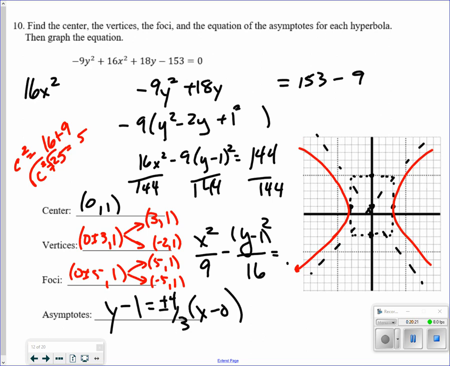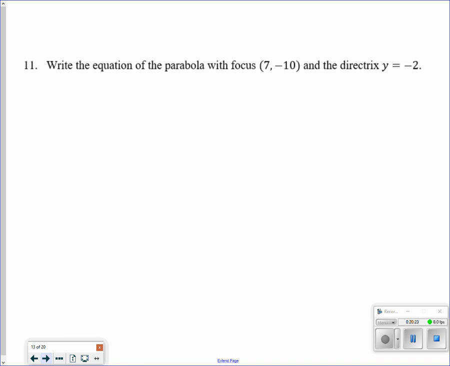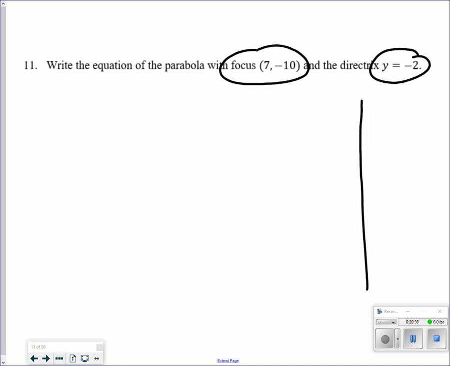That's section 13.4. Now it starts getting more complicated because I'm going to ask you to do everything backwards, so a sketch is probably in your best interest when doing this. So the parabola with a focus point at (7, -10) and a directrix of y = 2. When you're graphing this, there's the directrix, and I'll make it a dashed line just so I can tell the difference. And then (7, -10).